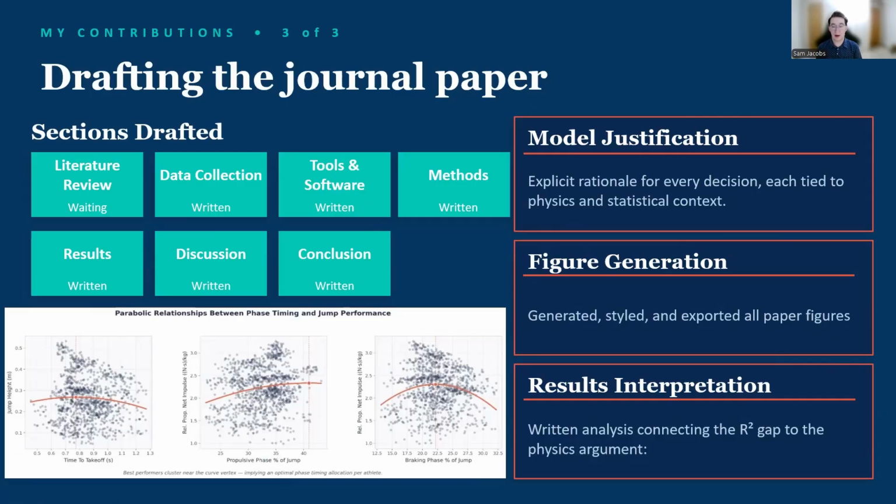All of the figures were grabbed and exported in a consistent visual style for the manuscript, and the results interpretation section does the intellectual work of connecting the R-squared gap to the physics argument. This explains why impulse's direct path to jump height outperforms power, and what the parabolic timing finding shown in the bottom figures implies for how athletes should train. The individual dots on the graph aren't necessarily important, but the parabolic trend they combine to show is this timing performance relationship.